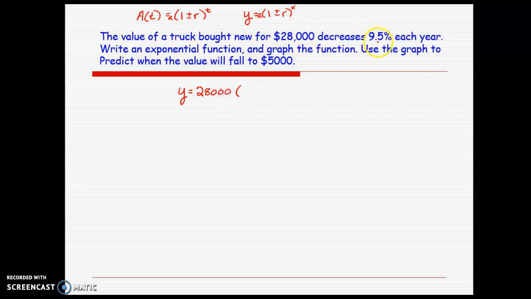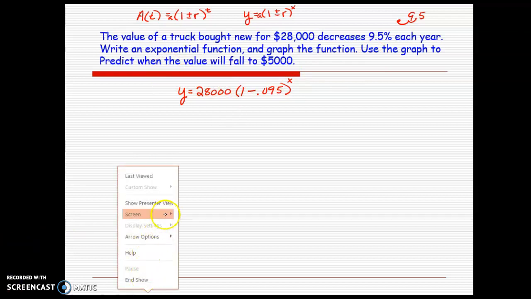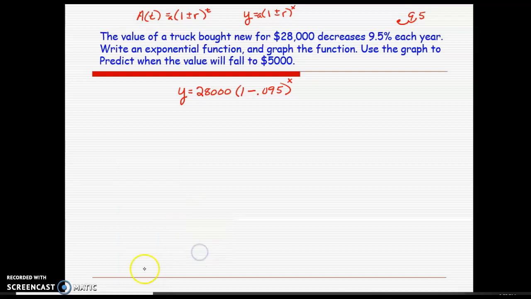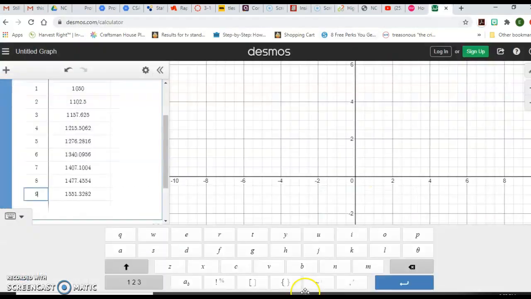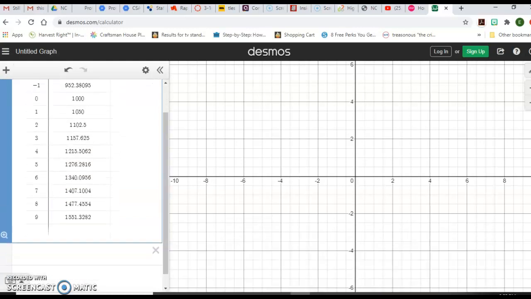times, now in this case it's a decrease, so you're going to have 1 minus, and remember that's got to move over to 0.095 to the x. Okay, so putting that together, we can get a calculator here. All right. You can use your Desmos if you want to.